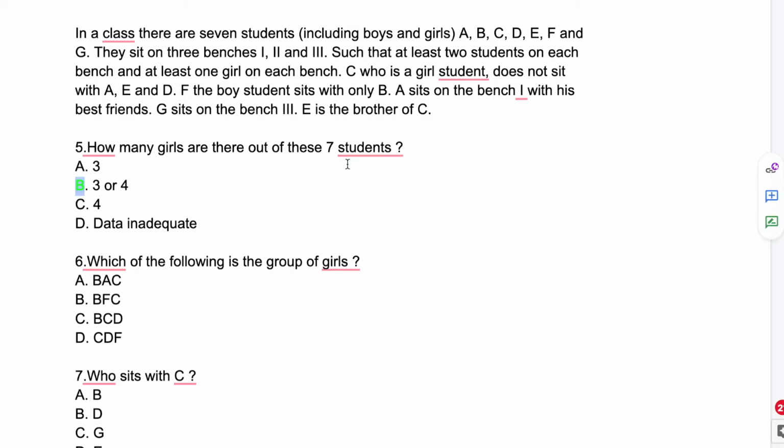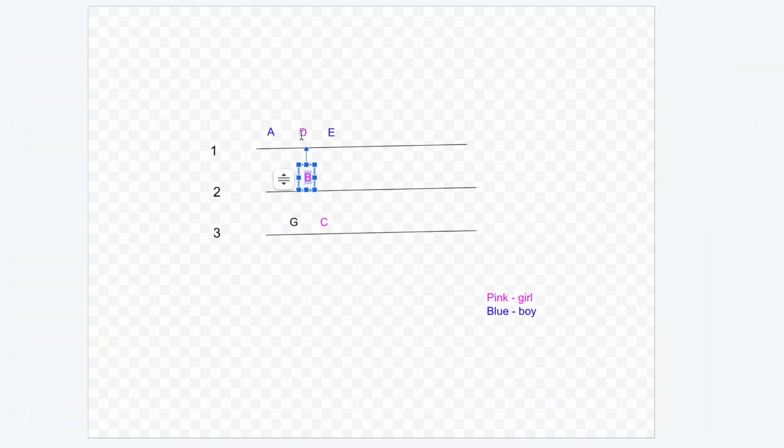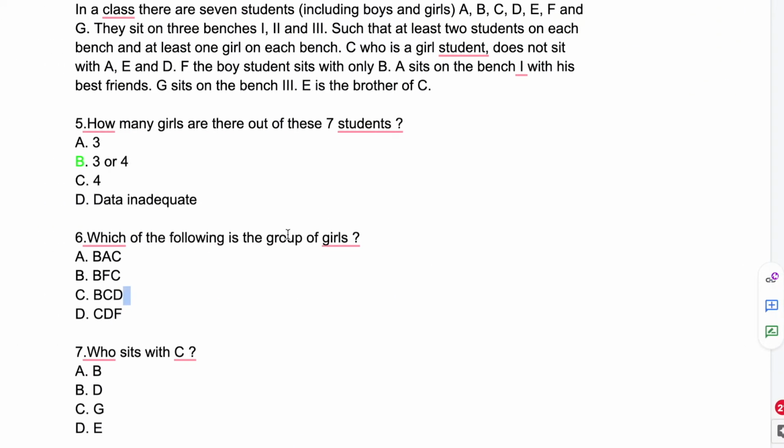So I'm going to put that green. So which of the following is the group of girls? The group of girls that we know are D, B, and C. So the one that says B, C, and D is answer C. So I'm going to also put that to green.